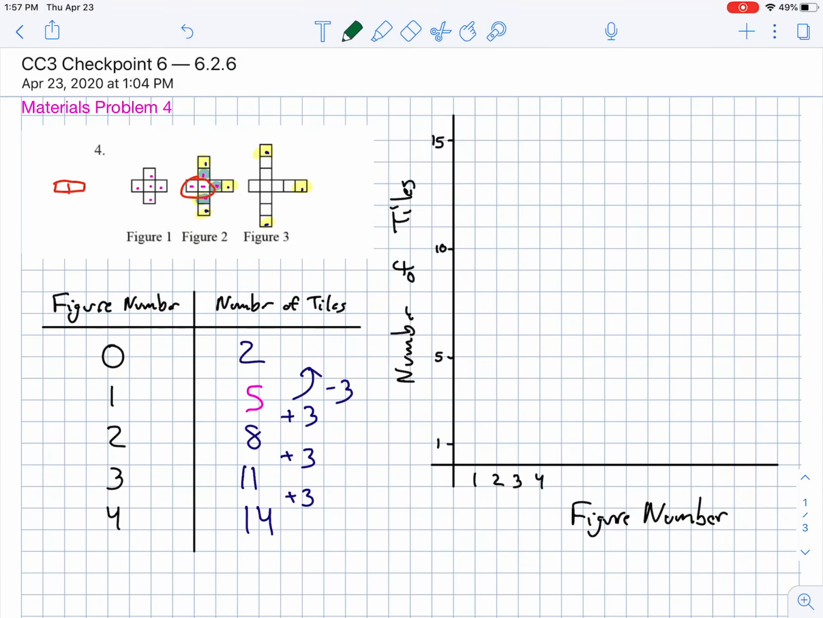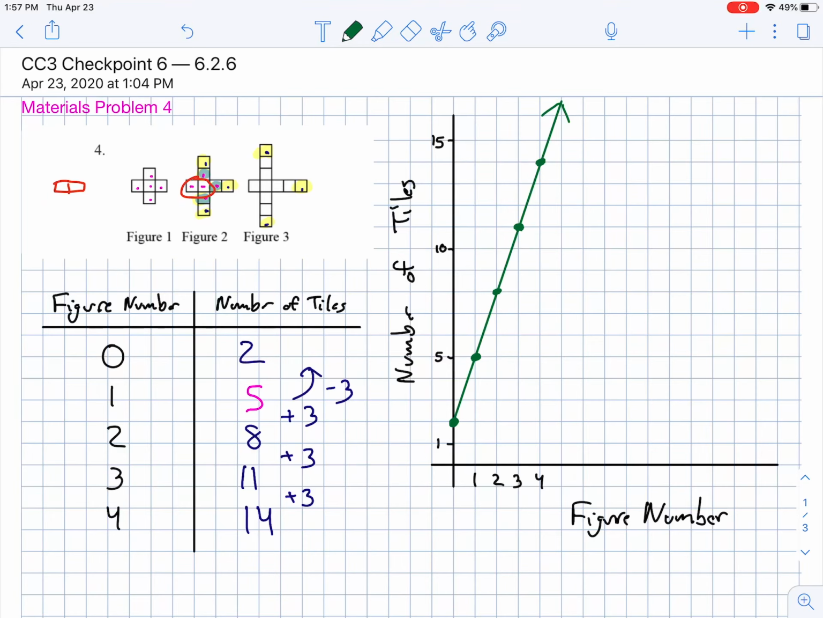So to make the graph, figure 0 has 2 tiles. Figure 1 has 5 tiles. Figure 2 has 8. Figure 3 has 11. Figure 4 has 14, and so on. Drawing the line that connects those points would look something like that. All that's left at this point is the equation.